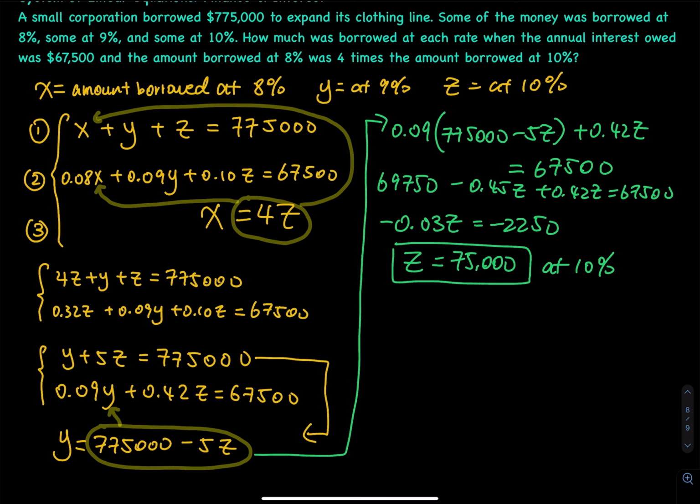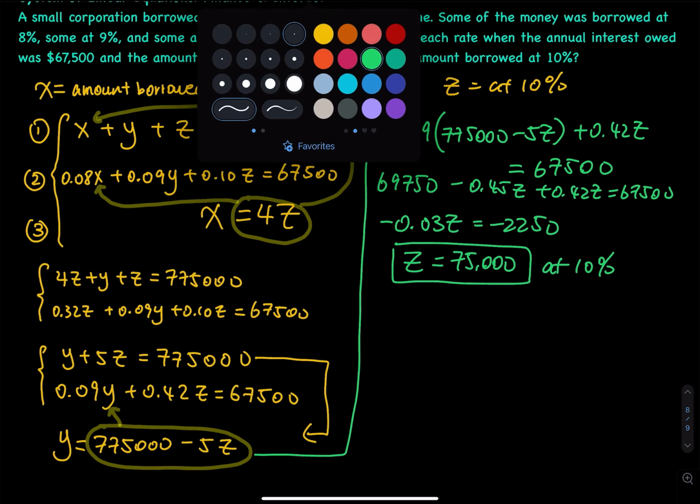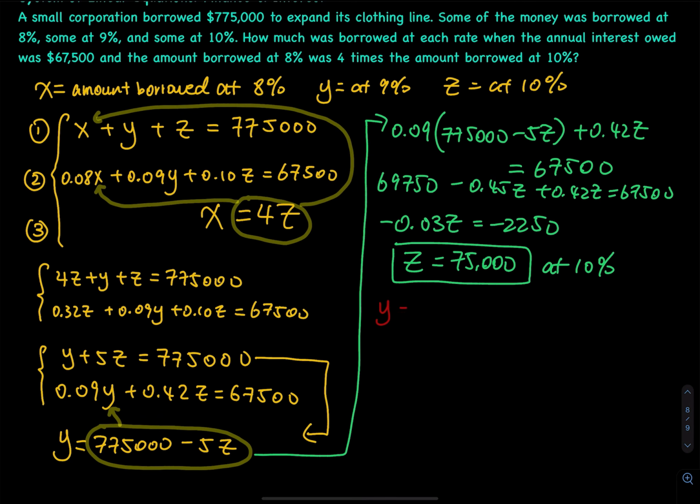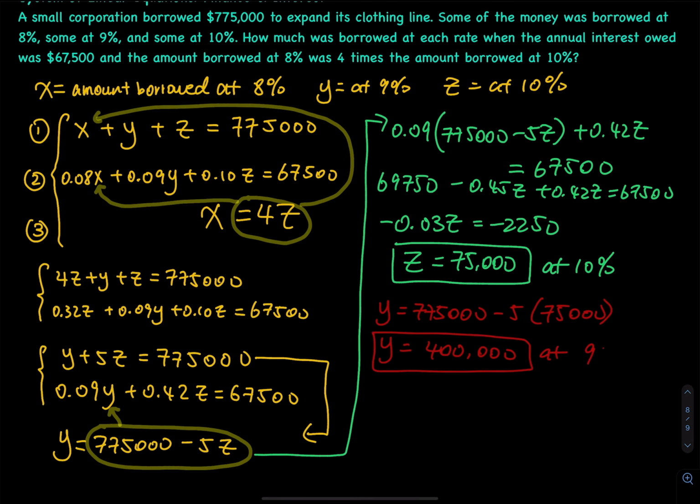Okay, I got the z. The rest should be easy. And then what about the y? Let's do it in a different color. The y will be 775,000 minus 5 times the z that we just found. So y is equal to $400,000. This is at 9%.